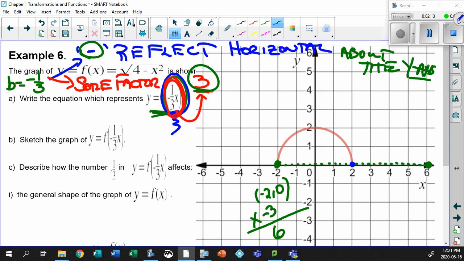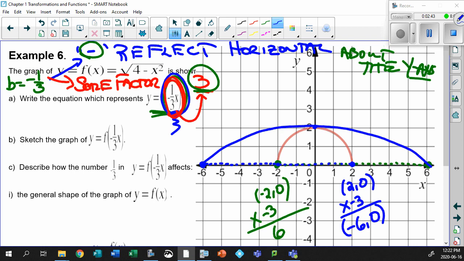This point right here is 2, 0. Multiplied by minus 3, I end up with minus 6, 0. So this point now becomes minus 6, which is way over here. So there's the reflection up to this point, and now the stretch all the way. Wait a second. If I draw this, remember, the y stays the same because we're dealing with horizontals here. We're not dealing with verticals. I'm going to just draw this like this, right over to, wait a second.